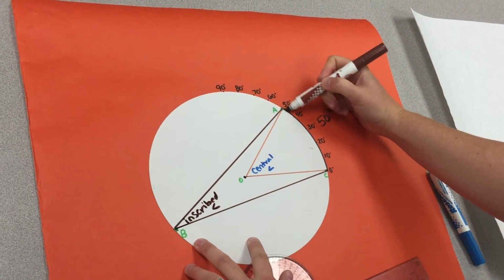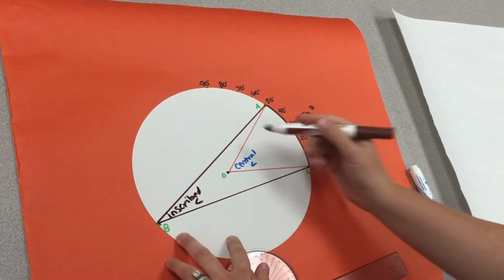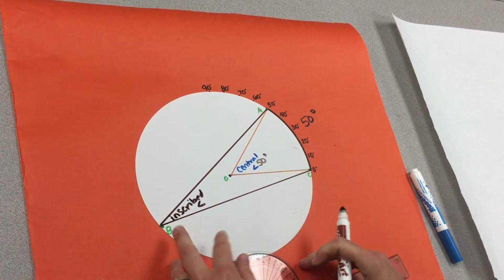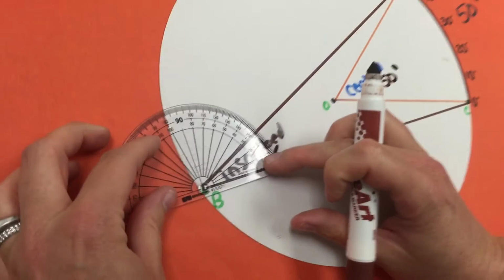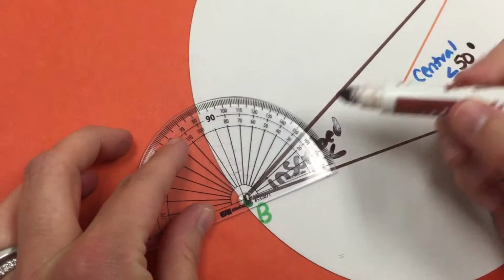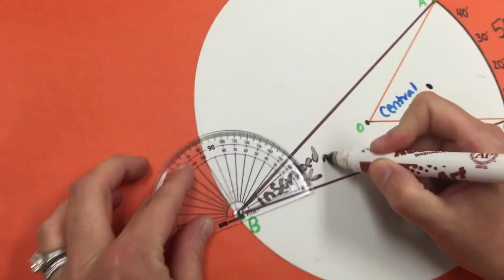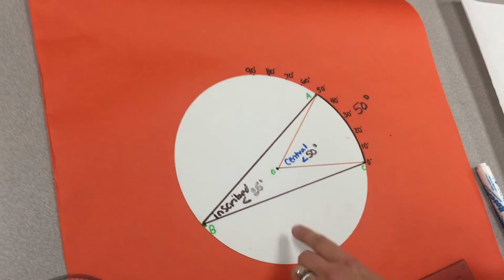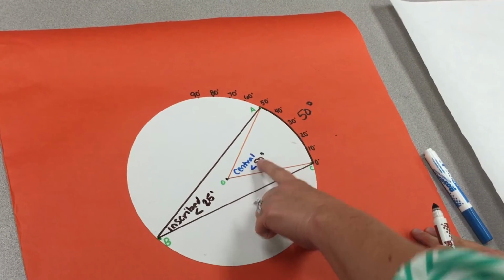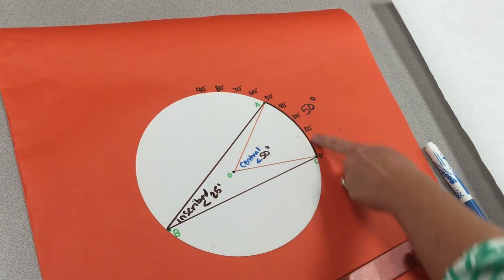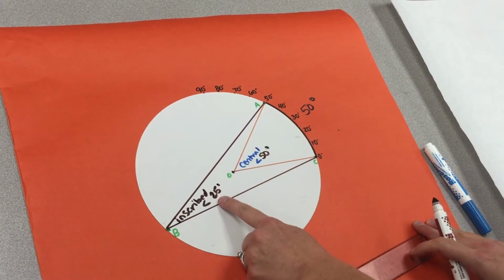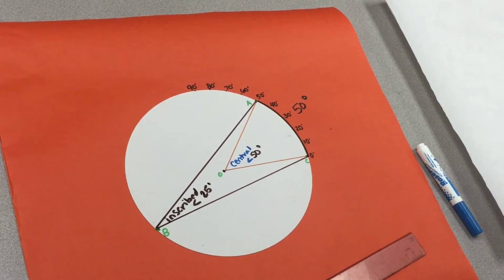Now, we know this arc is 50 degrees. We know this central angle also measures 50 degrees. So let's take a look at what the inscribed angle measures. We'll notice that we're looking at 25 degrees. So the relationship is that the central angle is going to be twice the size of the inscribed angle, and the arc's measure is also twice the size of the inscribed angle.